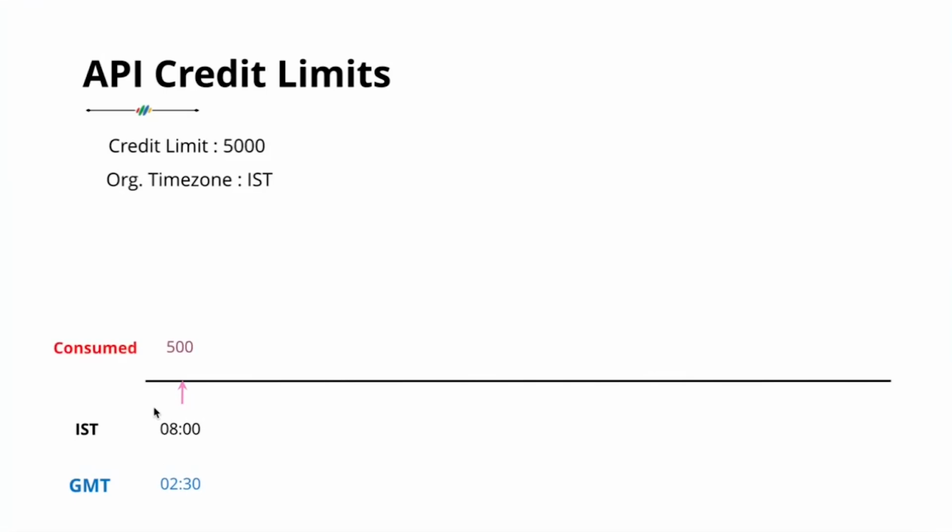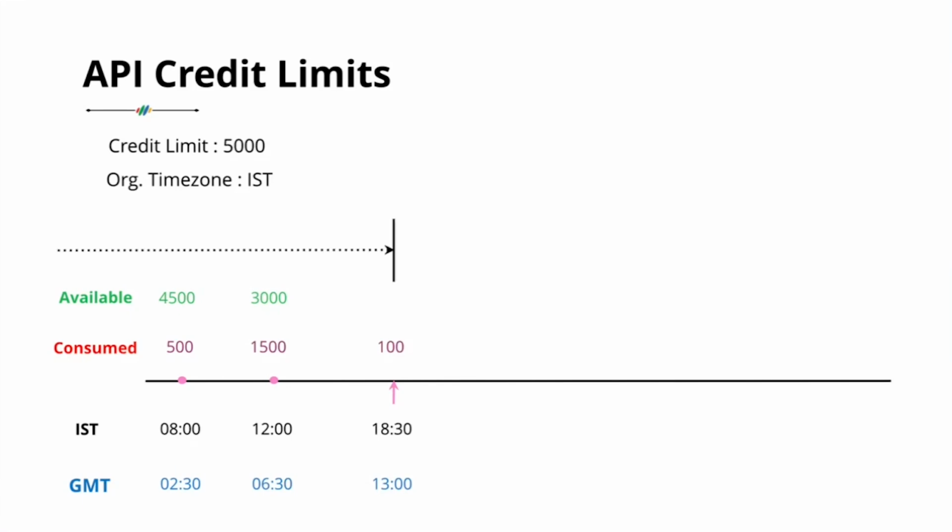And then this has consumed 500 credits, which means the account is left with 4,500 credits. Now, I'm making another API call at 12 noon, and this has consumed 1,500 credits, which means I'm left with 3,000 credits. Similarly, there's another API call at 6:30 in the evening, which consumes 100 credits. Now I'm left with 2,900.